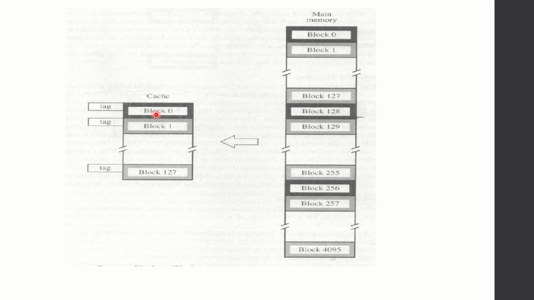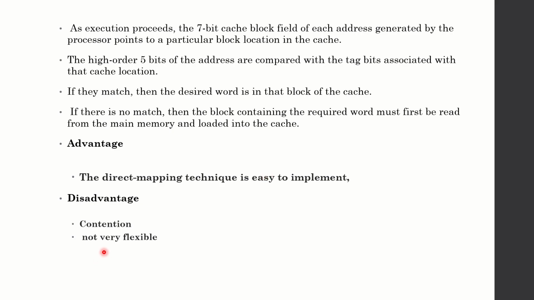Contention means the cache memory may contain some free blocks, but since we can store a main memory block only in a certain cache memory block, that is, it is only possible to store certain main memory blocks in a certain fixed cache memory block, it is very rigid. That is the main problem in the case of direct mapping. That is, it is not flexible and a contention problem will be there. So these are about the direct mapping method.